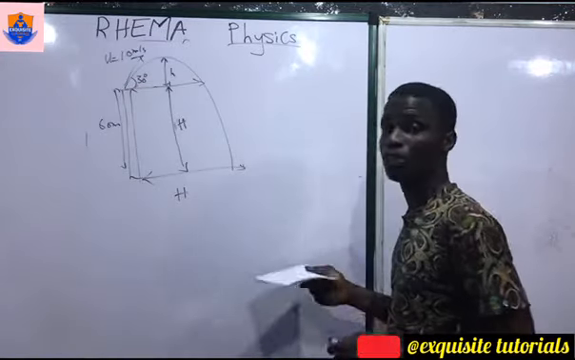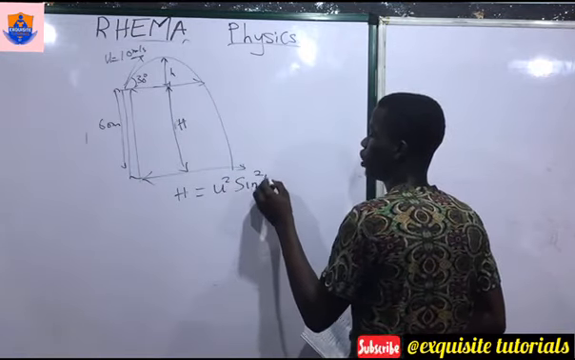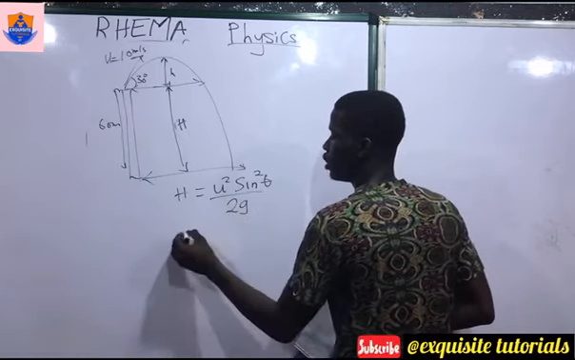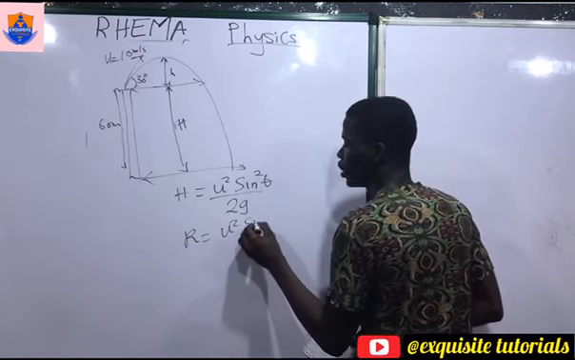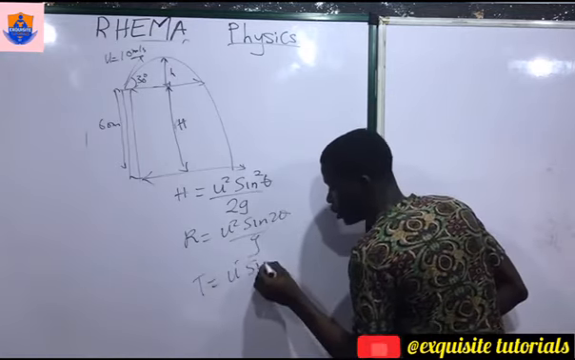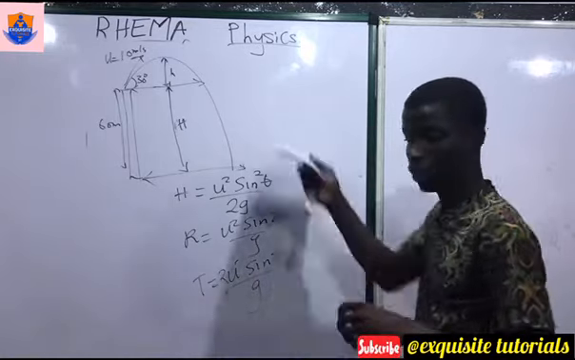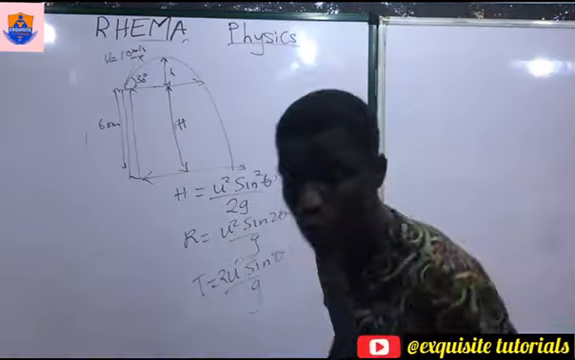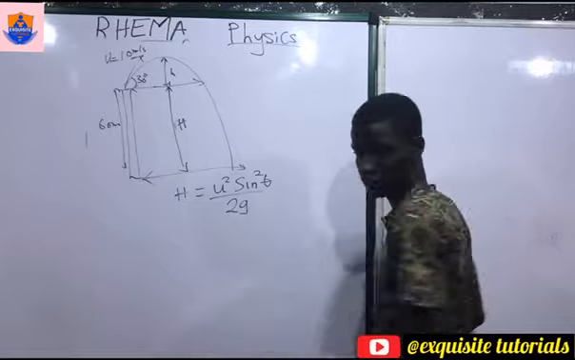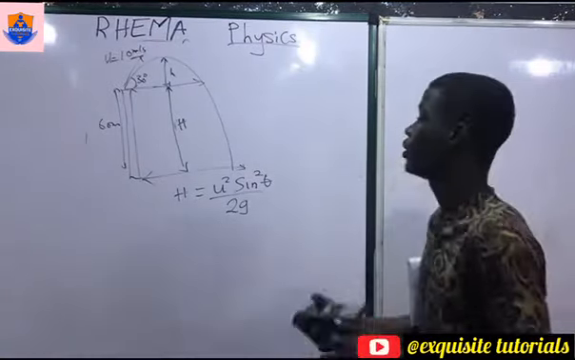The formula for calculating maximum height is u squared sine squared theta over 2g. Then our range is u squared sine 2 theta over g. Then our time of flight is 2u sine theta over g. So these are the formulas for calculating any value on projectile motion you want to solve. But for this question, we're told to find the maximum height. So therefore, our answer will be dependent on the maximum height formula.